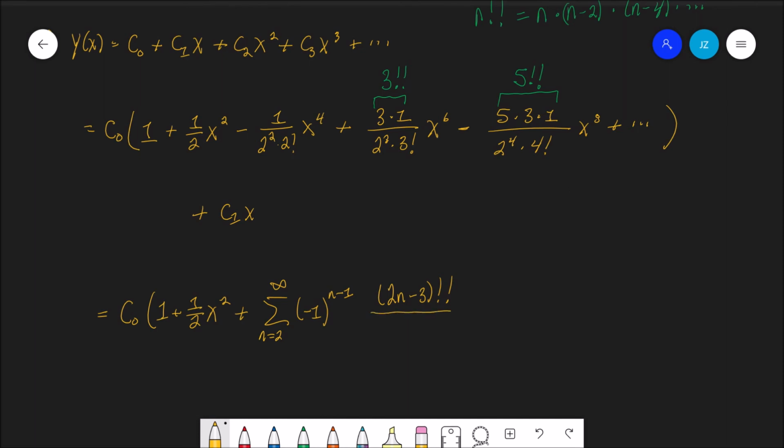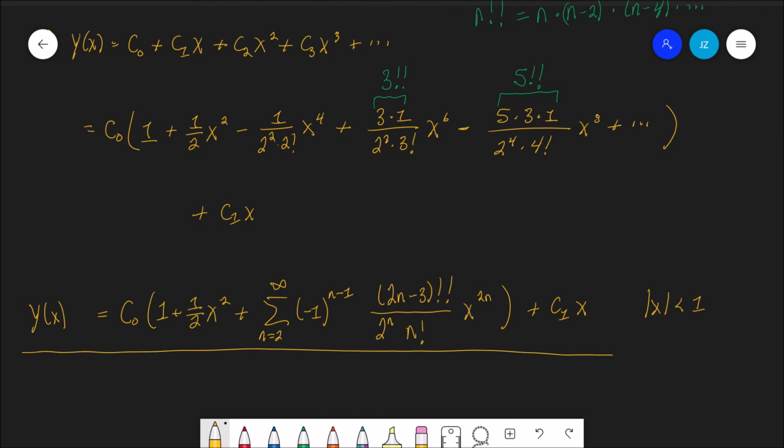All over 2 to the n times n factorial x to the 2n, and then plus c1 of x. I'm sorry, c sub 1 times x. This is our general solution. And we can't forget the interval of validity is absolute value of x less than 1. Like I said, it's not particularly difficult. It's just extremely tedious because there is a lot of algebra involved in this technique.